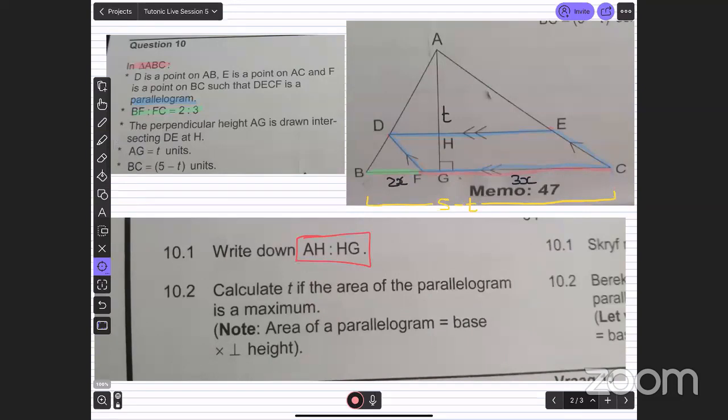Say it again, Amaro. Can you say it again? DH over HE is equal to FG over GC. Because of the line it cuts off, so it can't be BG. So you must look at the triangle, and look for a line that's parallel to a side in the triangle.